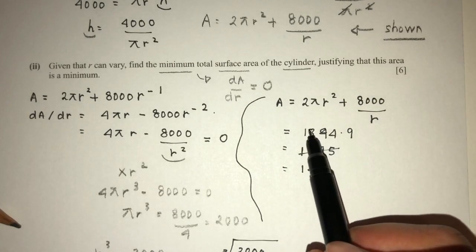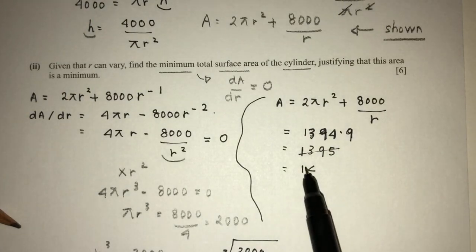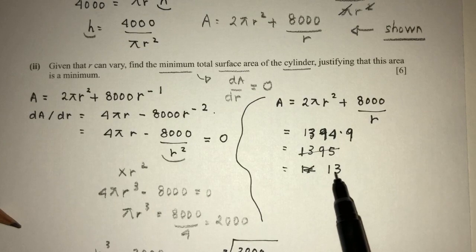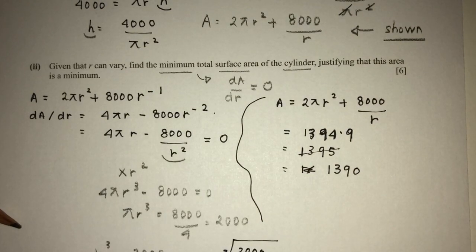So this is 1394.9. Correct to 3SF, that should be 1390 for the area. Now, what's next? We have to prove it is a minimum value.